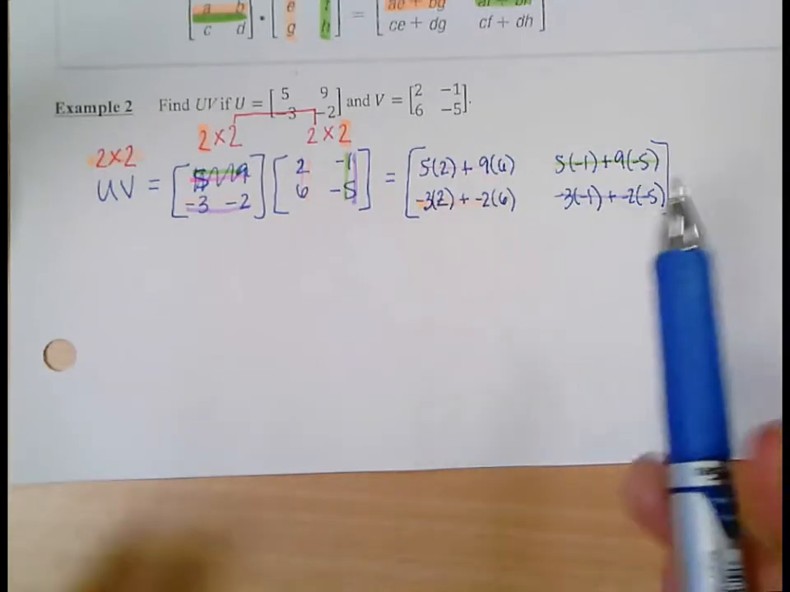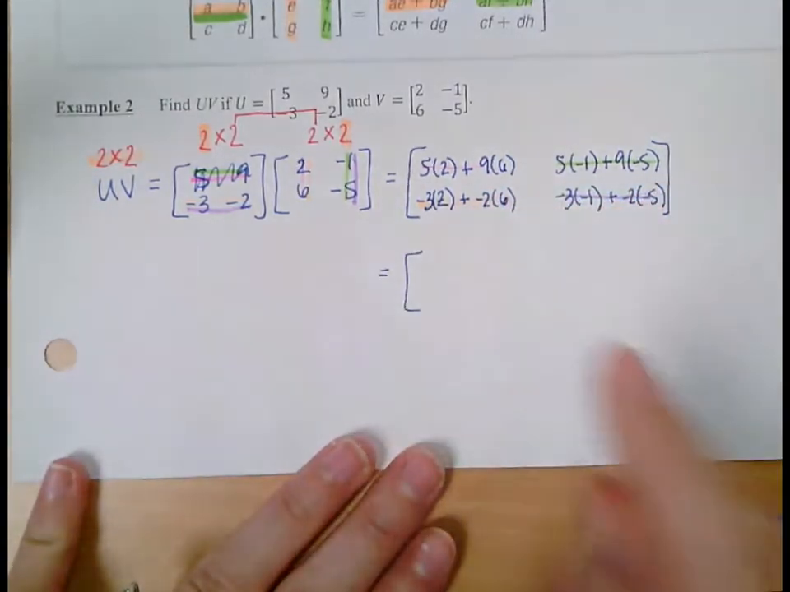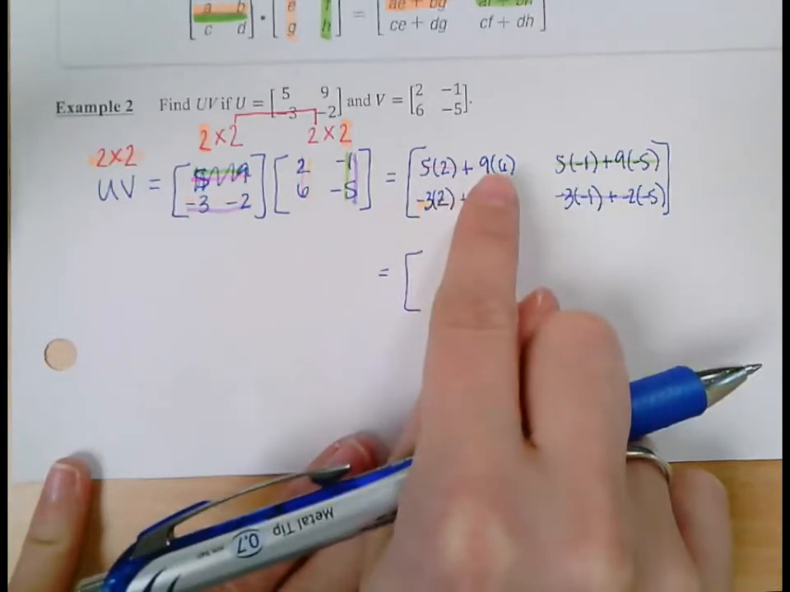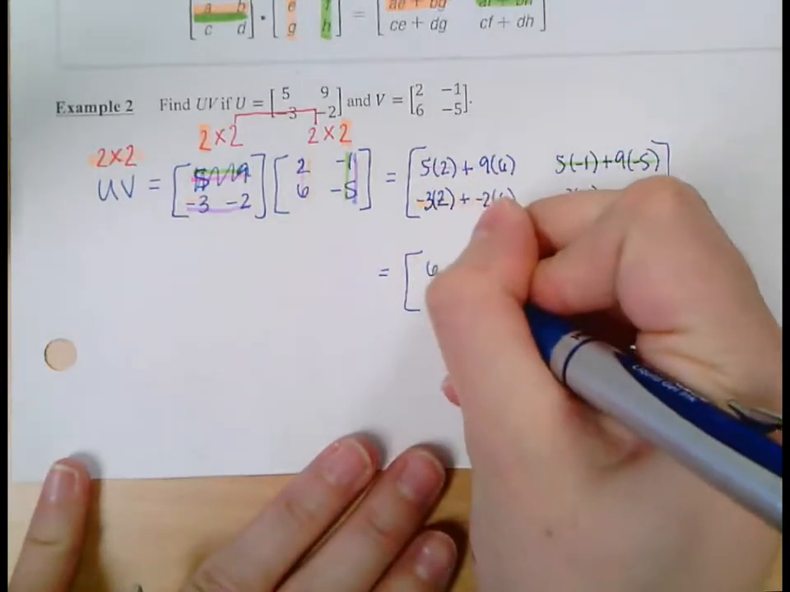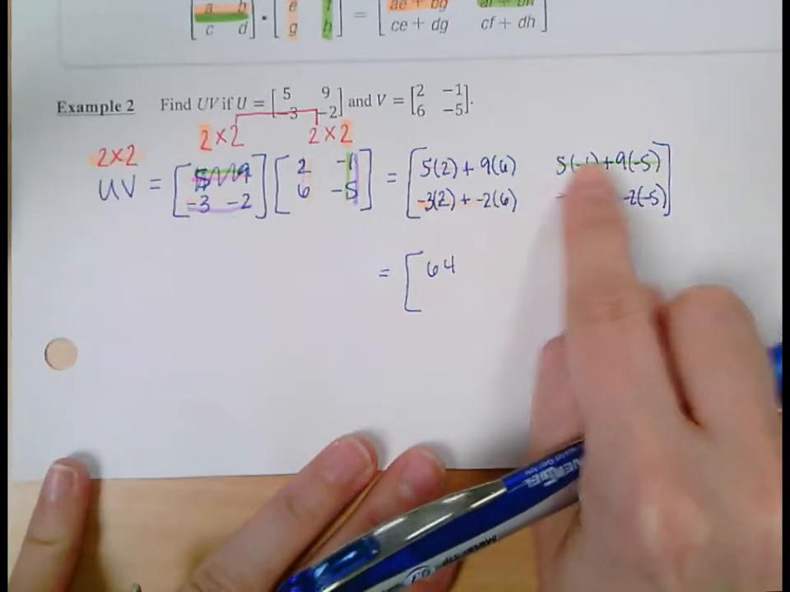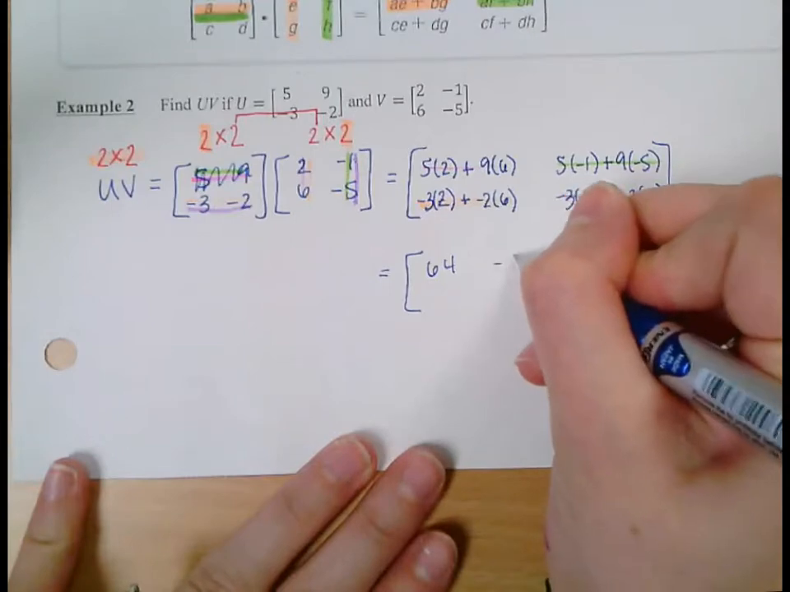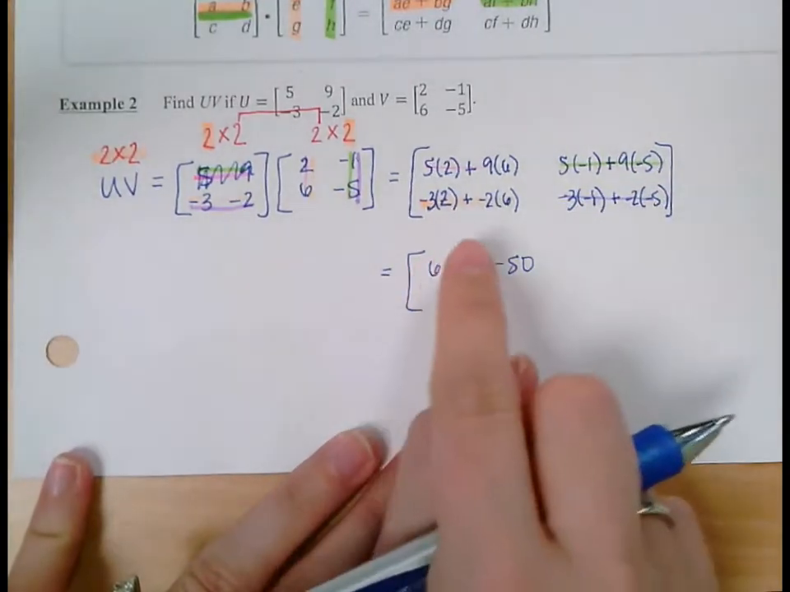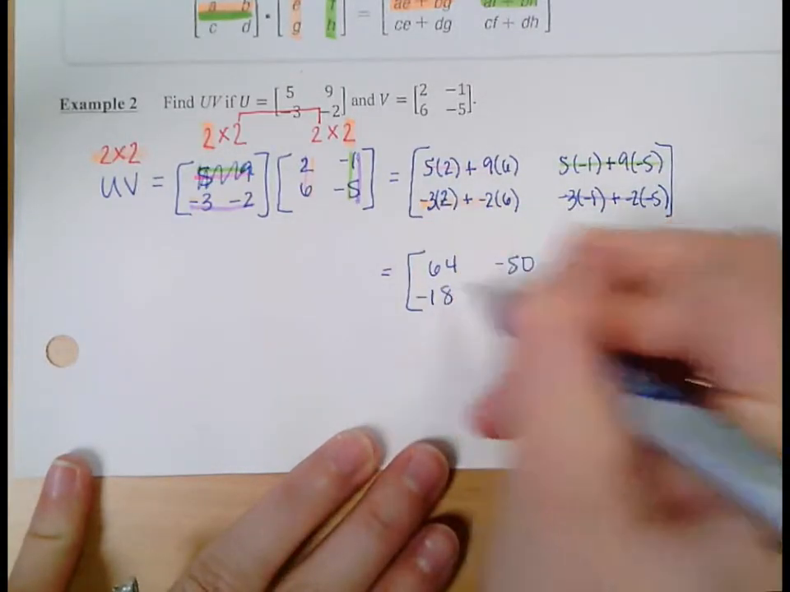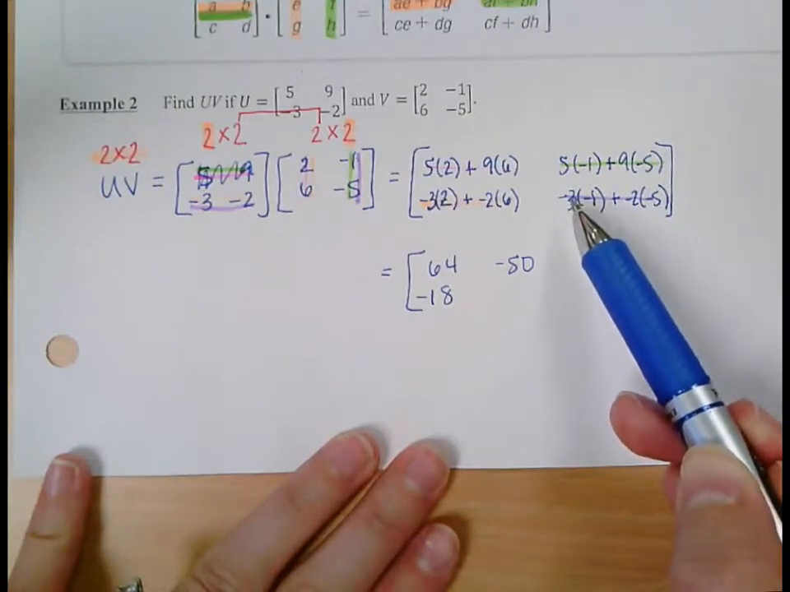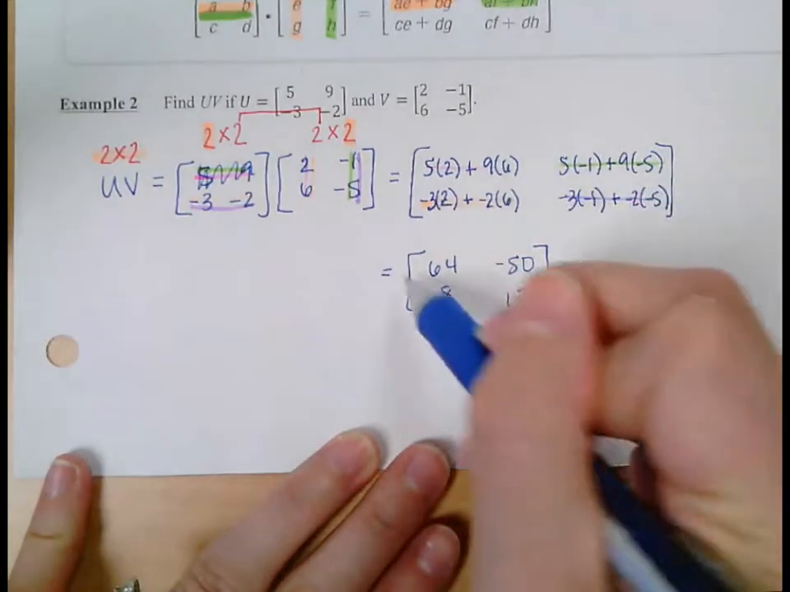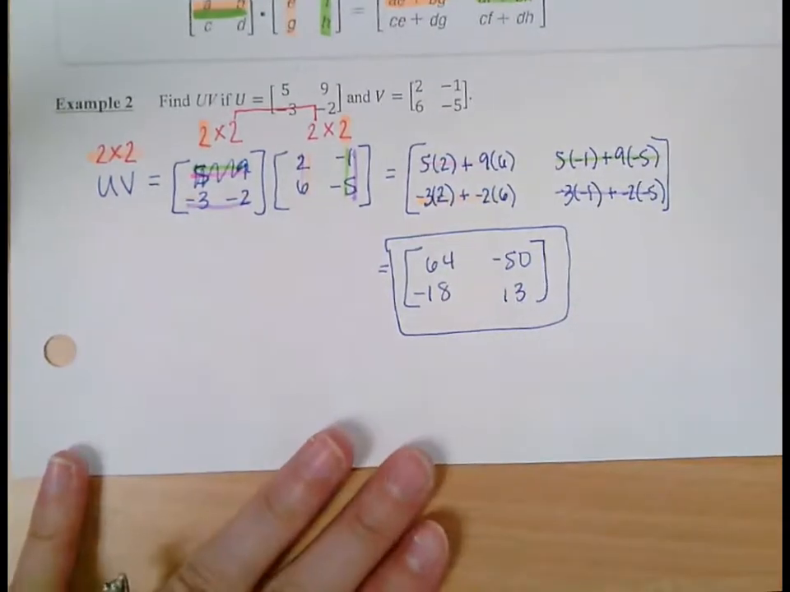All right, so then in simplifying, I just figure out what these four values are. So for the first one, 5 times 2 is 10, plus 9 times 6 is 54. So that would be 64. Still in the first row, second column, I have negative 5 plus negative 45, so that's negative 50. And then in the second row, first column, negative 6 plus negative 12 is negative 18. And in the second row, second column, positive 3 plus positive 10 would be 13. And this 2 by 2 matrix is the product U times V.